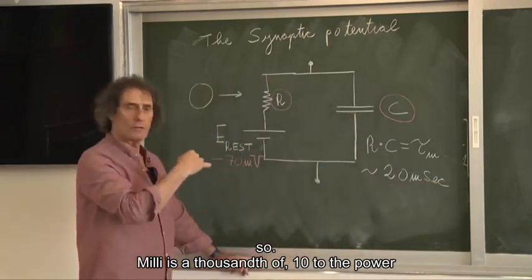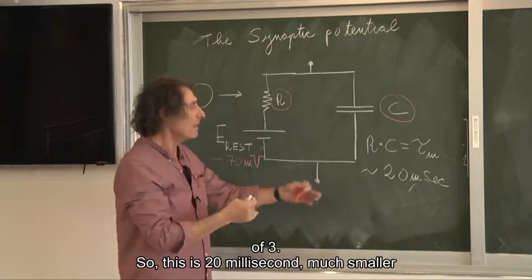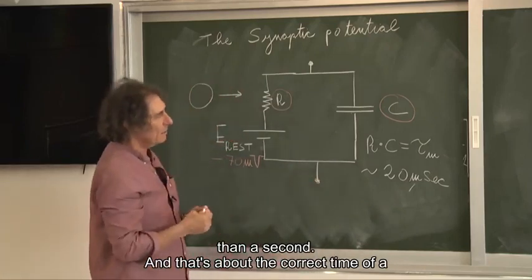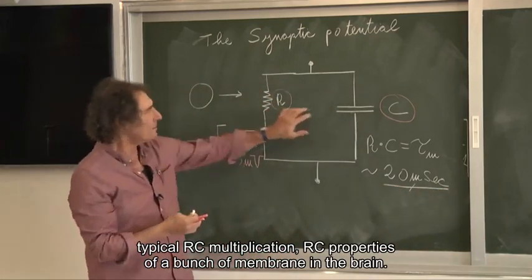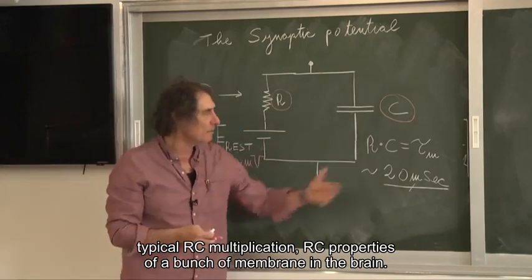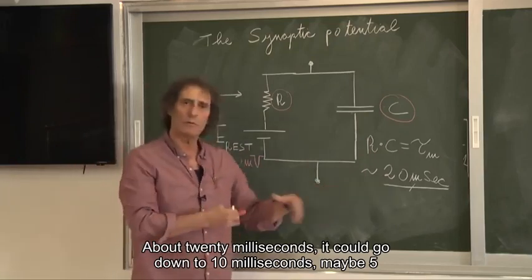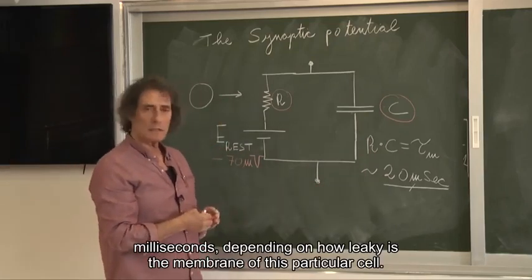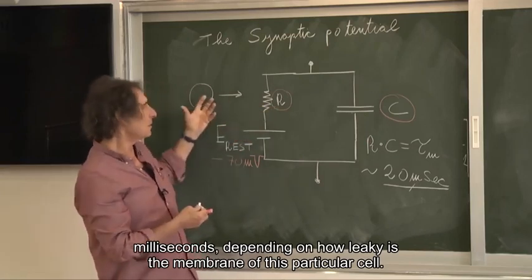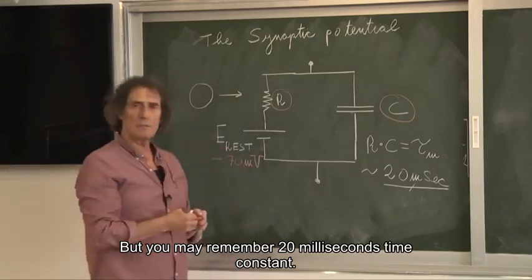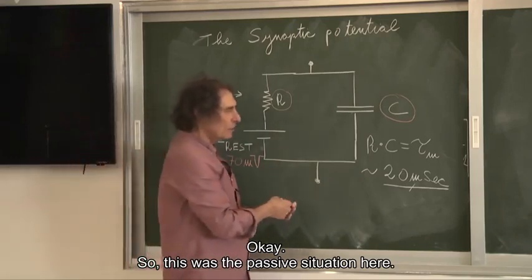Milli is 10 to the power of minus 3. So this is 20 milliseconds, much smaller than a second, and that's about the correct time of a typical RC multiplication, the RC properties of a patch of membrane in the brain. About 20 milliseconds. It could go down to 10 milliseconds, maybe 5 milliseconds, depending on how leaky the membrane of this particular cell is. But you may remember a 20 millisecond time constant. Okay, so this was the passive situation here.